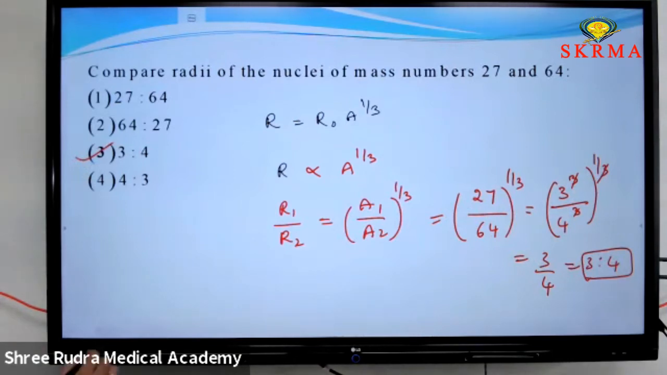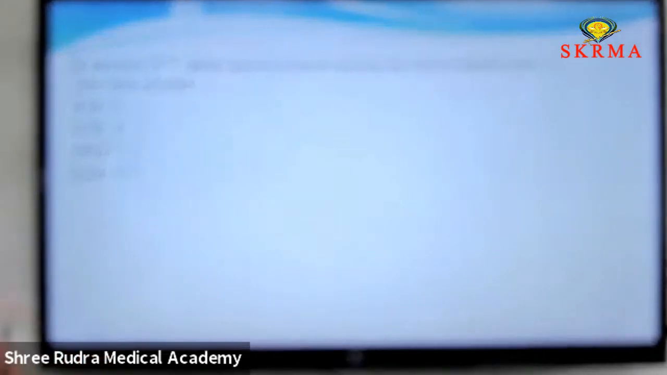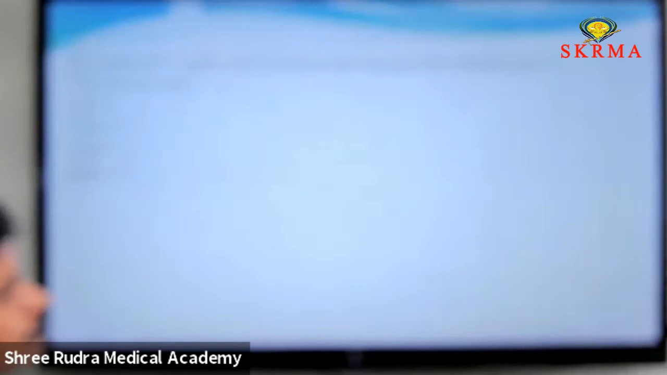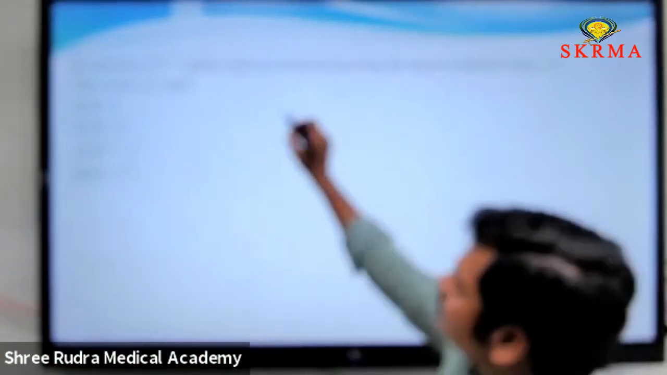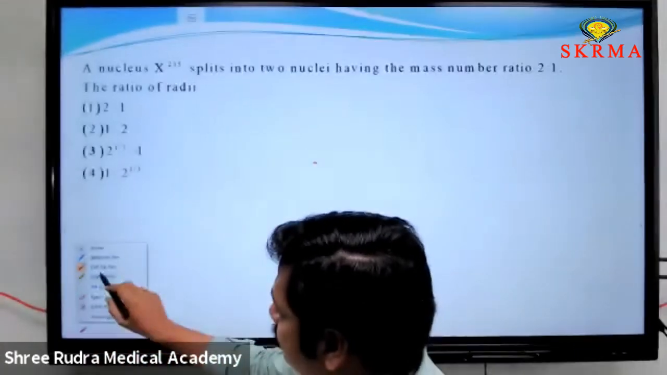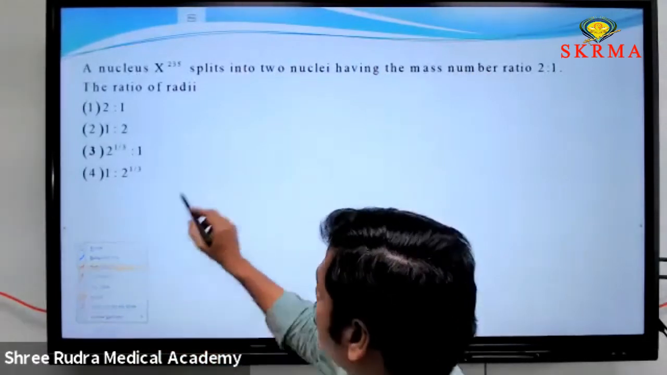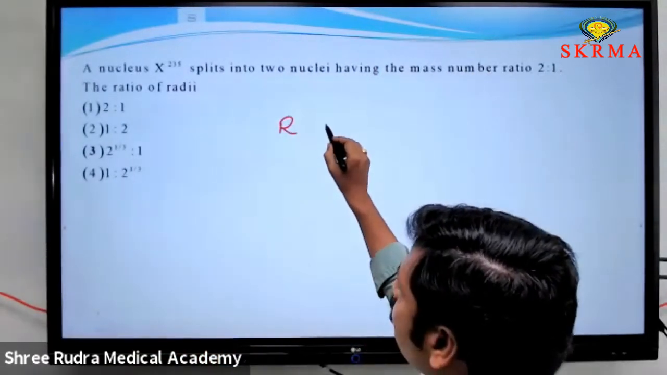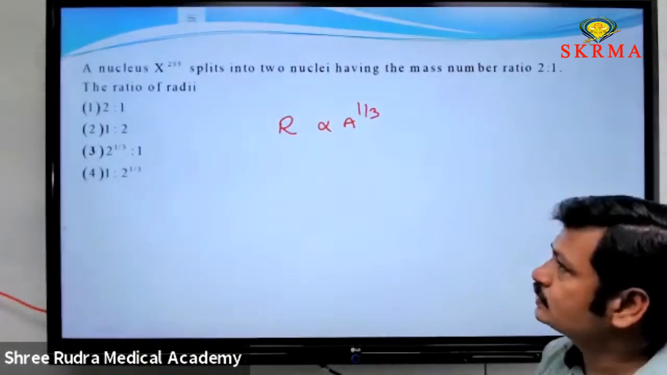Let's come to the next property. What is the next property? Okay, let us see another problem. A nucleus X of mass number 235 splits into two nuclei having mass number ratio 2:1. What is the ratio of radii? Here also we use the same property. The basic property is R is proportional to A power 1 by 3, where R is radius and A is mass number.